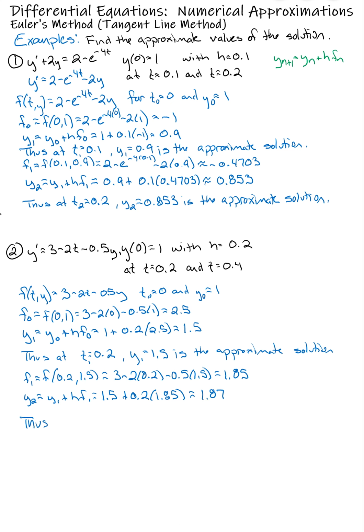Thus, at t2, what is t2 now? Let's see. t1 is 2/10. My step is also 2/10. Put those together, and that gives us a t2 value of 4/10. Again, this is perfect because that's what we were looking for. And at t equal to 4/10, the y value, which we called y2, is 1 87/100. This is the approximate solution. And there you go, Euler's method. Fun, fun. Enjoy.